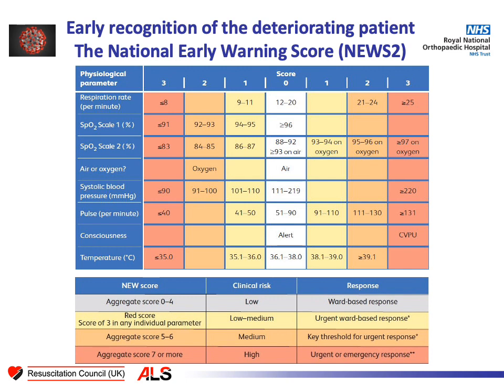We use the National Early Warning Score, or NEWS2, to aid in the early identification of the deteriorating patient. We score various different physiological parameters from 0 to 3. Some of these include oxygen saturation, systolic blood pressure, pulse, consciousness level, and temperature. The total score will categorize patients into low, medium, or high risk.